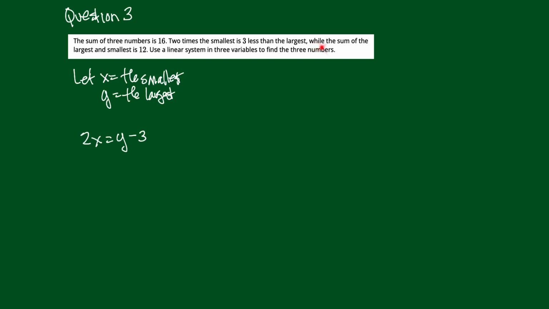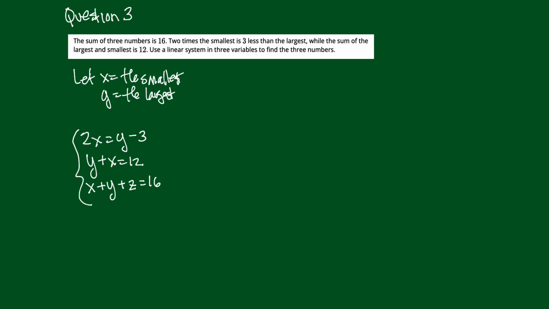I see another one coming up right from here. It says the sum of the largest and smallest is 12. Now the largest, I let be y. The smallest is x. So the sum of the largest and the smallest is y plus x, that's 12. Now I need another equation. I've got 3 variables, but right now I have only 2 equations. That third equation is going to come right from the beginning. It says the sum of 3 numbers is 16. So I know that x plus y plus the other number z equals 16.